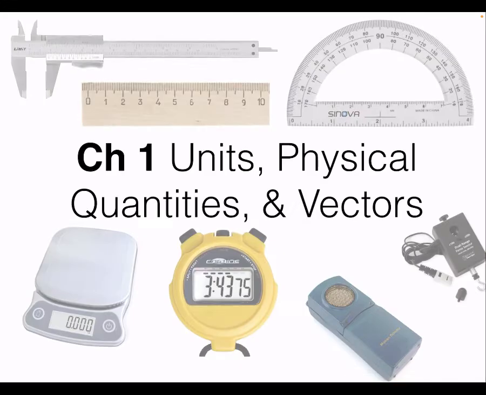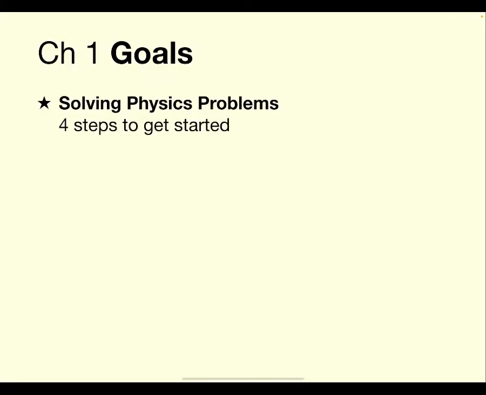Getting started. Welcome to Physics 201. This is our first chapter. We're talking about mechanics, so we're going to talk first about measurement. This involves talking about units, physical quantities, and vectors. For chapter 1, our main goals are solving physics problems. So we'll talk about the 4 steps you need to get started to solve a problem.